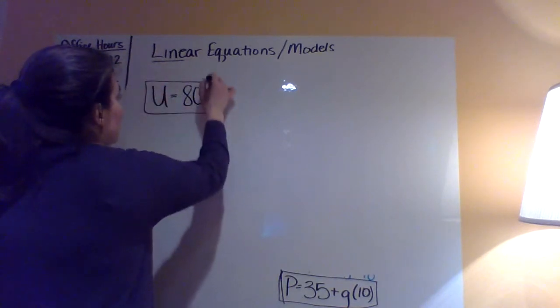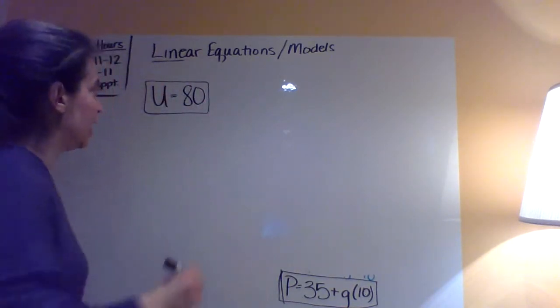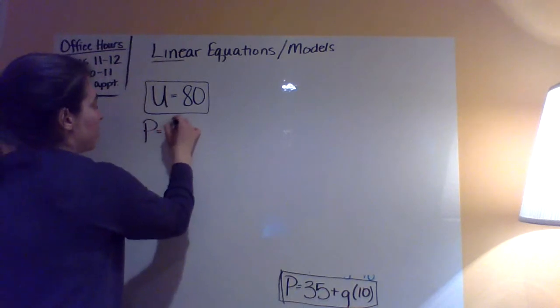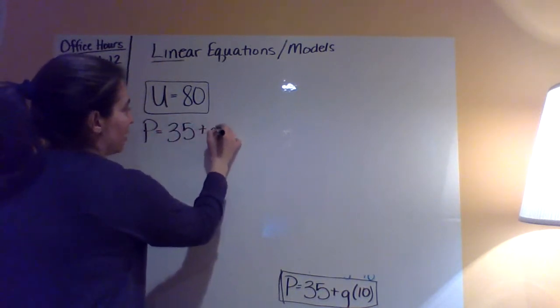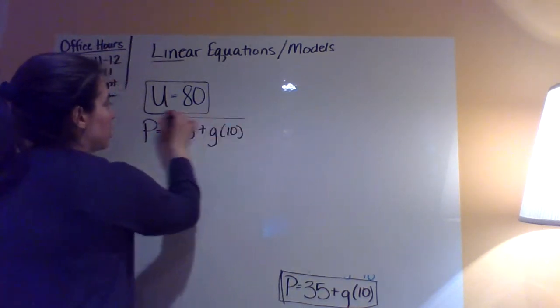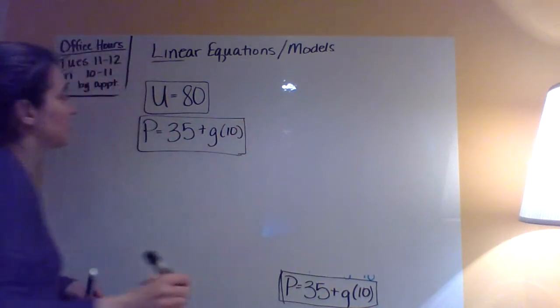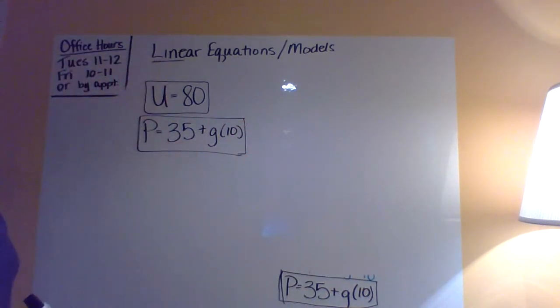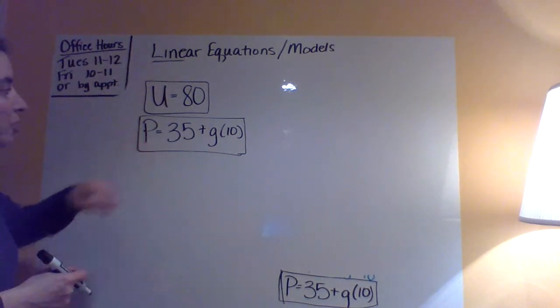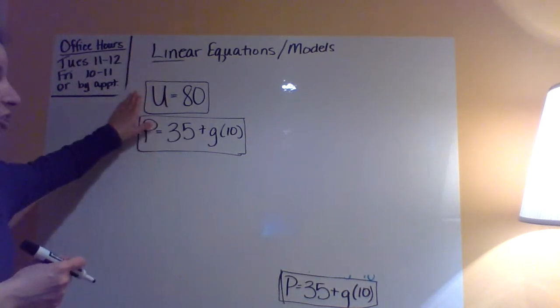This equation does not have a G in it like this one does, because the cost does not at all depend on the number of gigabytes. Okay? It doesn't. It just always stays 80.